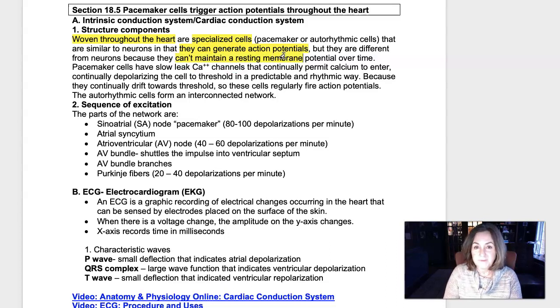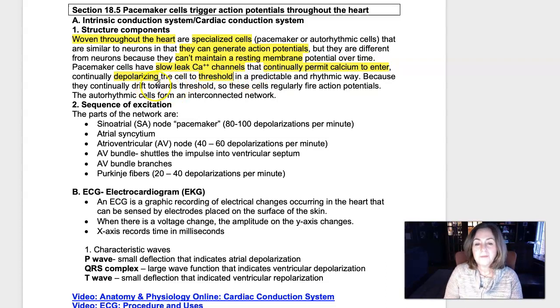These pacemaker cells have slow calcium channels, and so calcium is going to continually enter the cell. And when a positively charged ion enters the cell, that creates a depolarization, right? The inside of the cell becomes more positive. And because it's continually depolarizing, eventually that cell is going to reach threshold depolarization, and it's going to elicit an action potential.